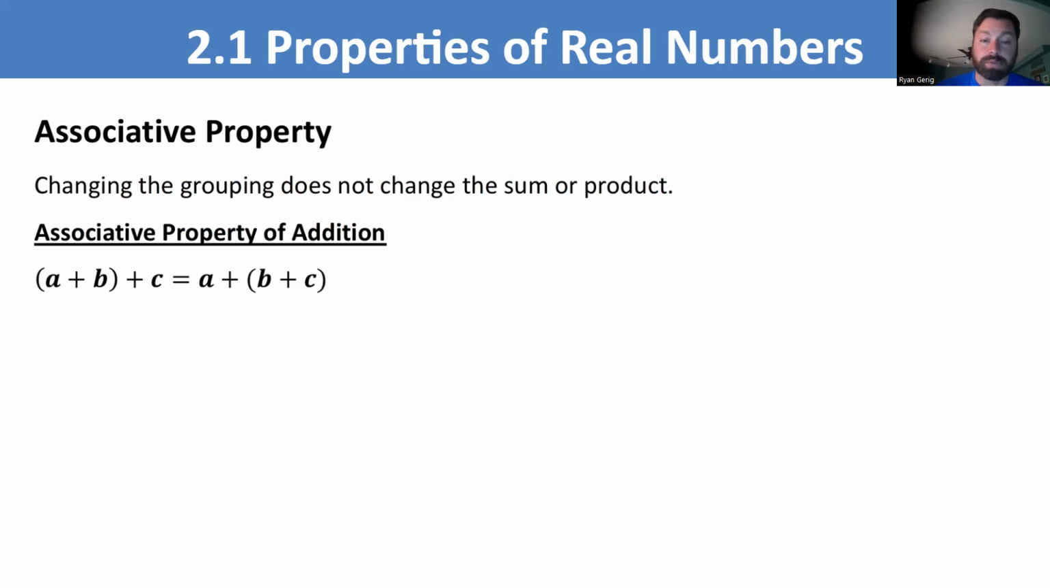Well, let's do some examples with some numbers. 3 plus 2 plus 1 equals 3 plus, and then parentheses around the 2 plus 1. We got to follow order of operations on both sides. So on the left side, 3 plus 2 gives me 5, and then I add 1 at the end. On the right-hand side, I do 2 plus 1 first, and I get 3. 3 plus 3 gives me 6. So both sides are 6. So the associative property held true there.